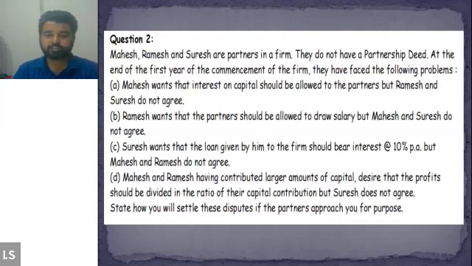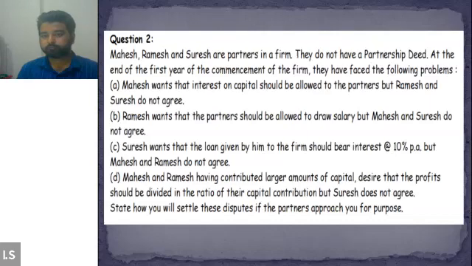Point A: Mahesh wants that interest on capital should be allowed to the partners, but Ramesh and Suresh do not agree. Tell me whether Mahesh's contention is correct or incorrect, whether Mahesh is right or wrong regarding the interest on capital that he is asking. Whether he is entitled to claim the interest on capital or not.